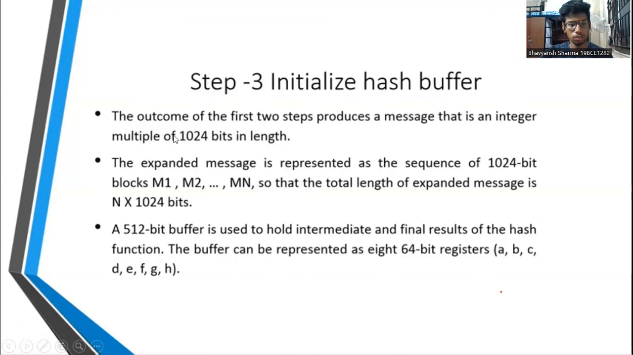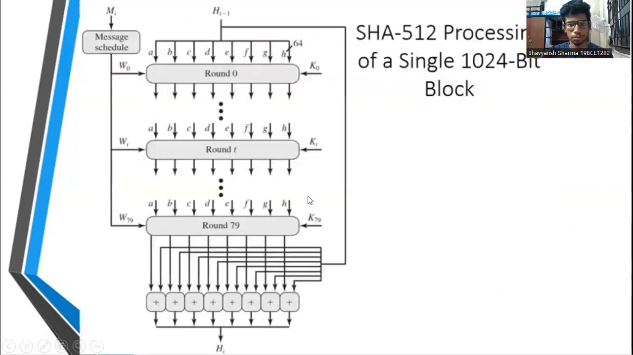The outcome of the first two steps produces a message that is an integer multiple of 1024 bits in length. The expanded message is represented as a sequence of 1024-bit blocks M1, M2, up to Mn, so that the total length of the expanded message is n times 1024 bits.